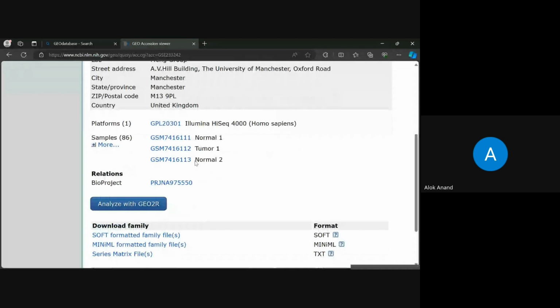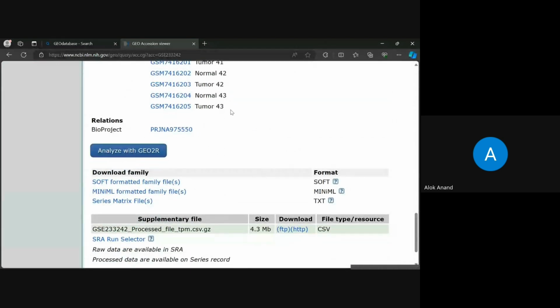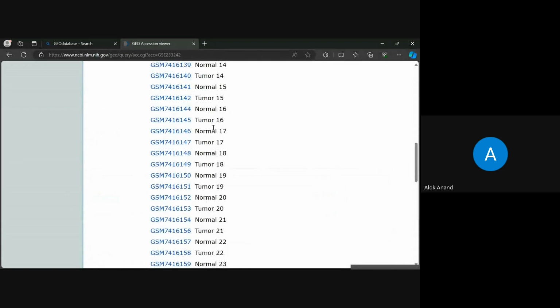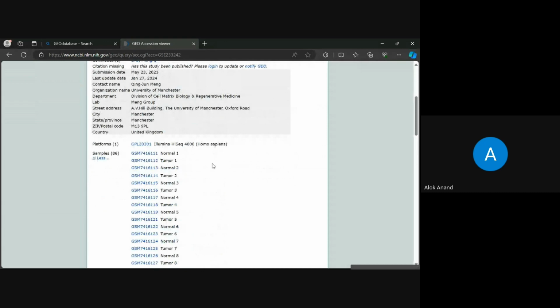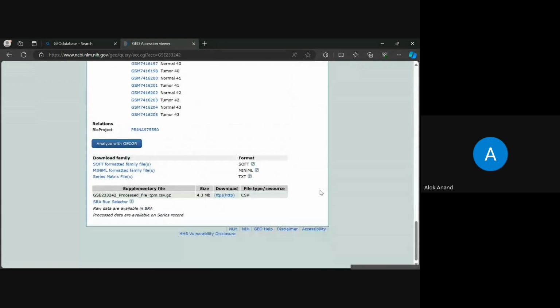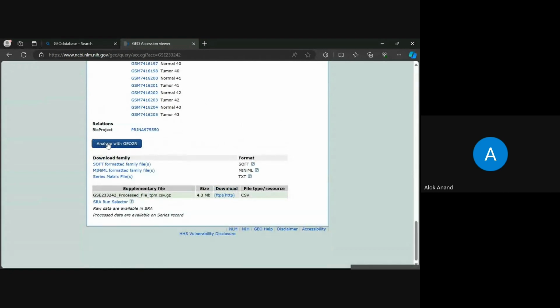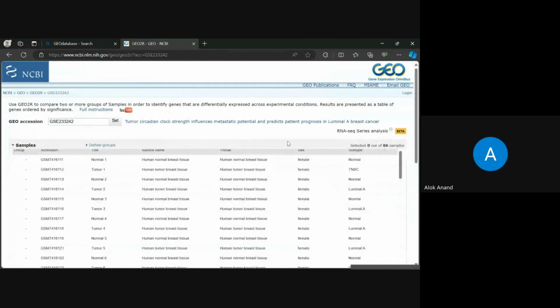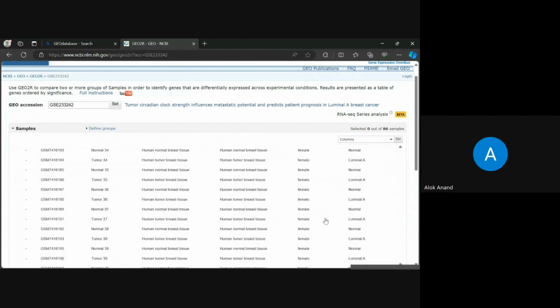Now you can look at the sample data here. These are the different patients, 43 samples, normal, tumor, normal, tumor, normal, tumor. This is where you can get the data. If I click on this, Analyze with GEO2R, awesome. So this is bulk RNA-seq data and it is providing a platform to analyze the data as well.